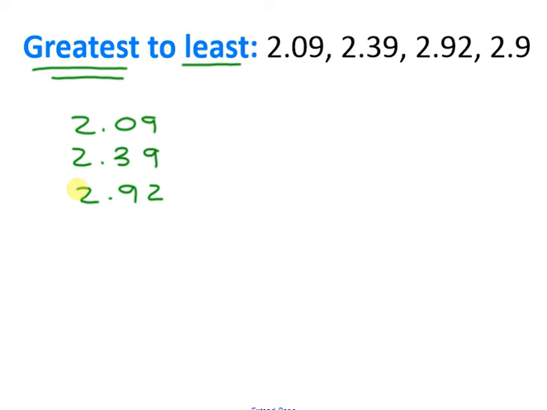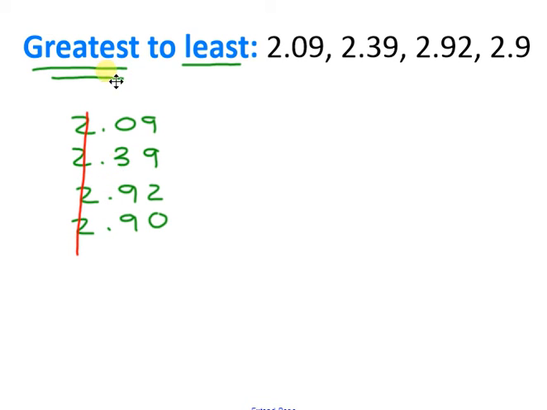All right, now we're going to go greatest to least. Here I have all positive numbers to start out with, but I'm still going to line them up. 2.09, 2.39, 2.92, and then 2.9, but I'm going to add a 0 on the end as a placeholder. So all of my 2's cancel out.